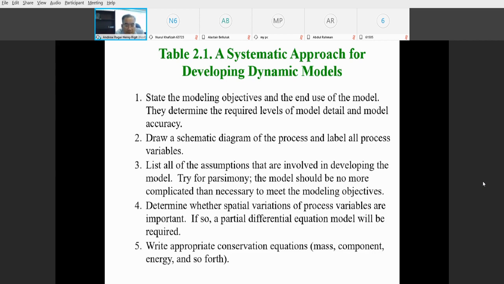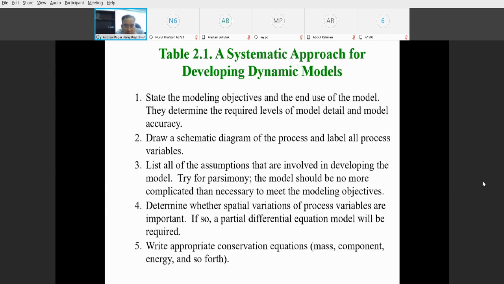And we try for parsimony. That is what parsimony means: the model should be no more complicated than necessary to meet the modeling objectives. And from there, we can determine whether spatial variations of process variables are important. If so, a partial differential equation model will be required. So this is where I mentioned differential equations, ordinary as well as partial. And from there, we can write appropriate conservation equations.